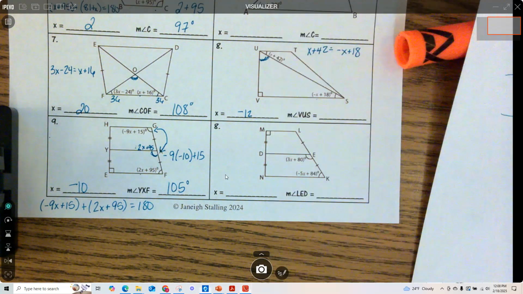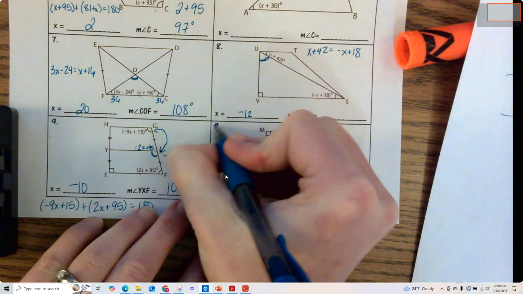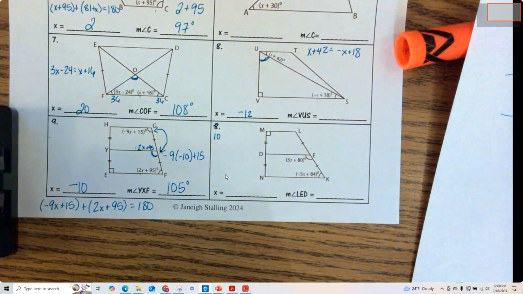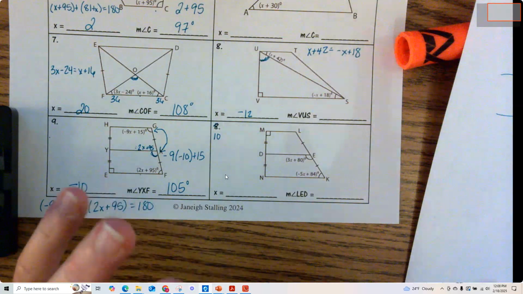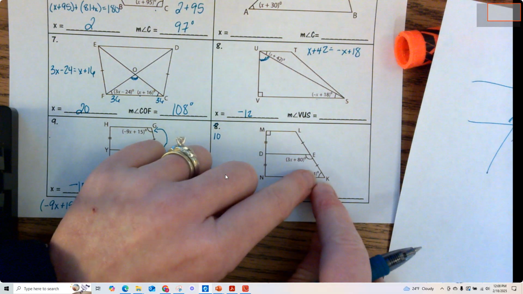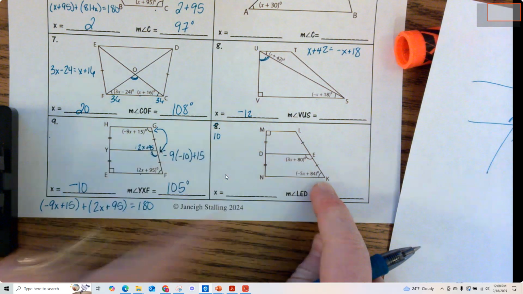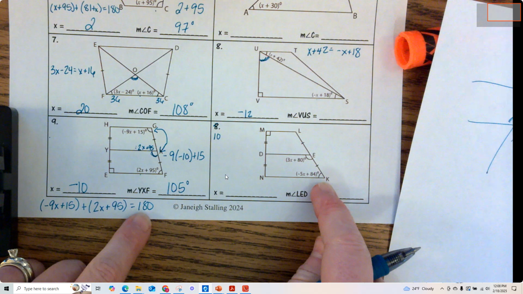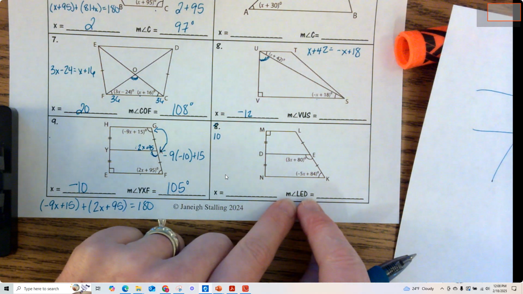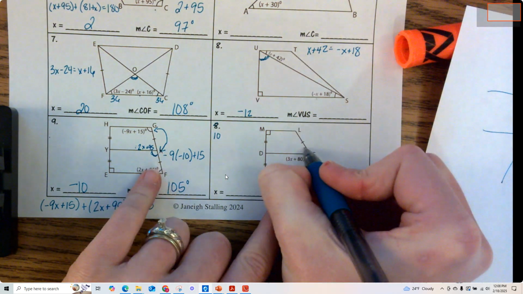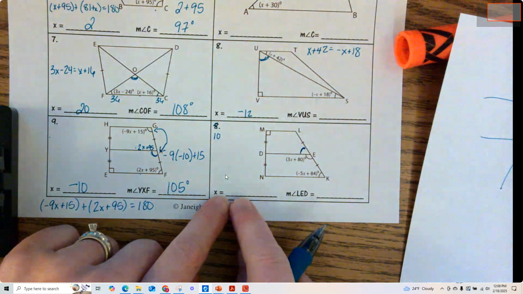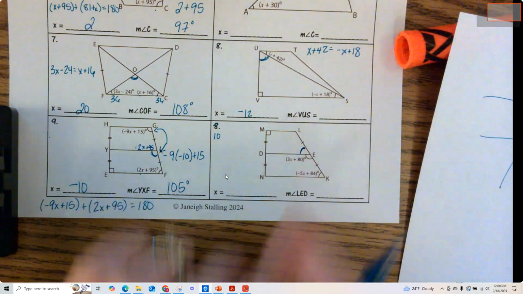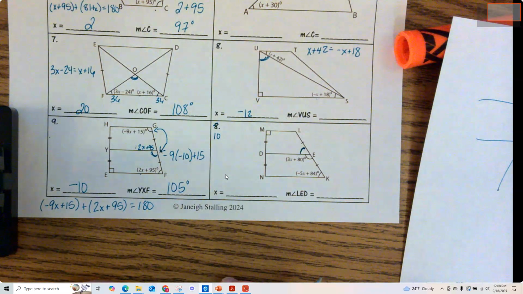And number 10 is misnumbered. This should be 10. Here's the rule. So just like in this one, you don't have to move anything here though. This piece and this piece add up and equal 180. You're finding LED. You're finding the measure of this piece in the end. So you're going to solve for X and then find what that angle right there measures.